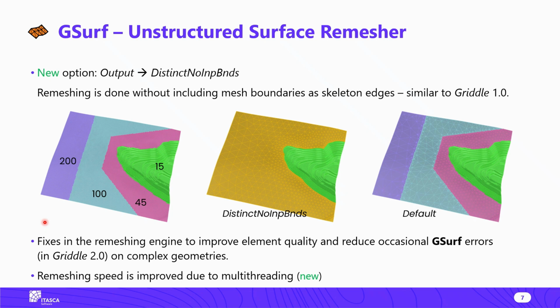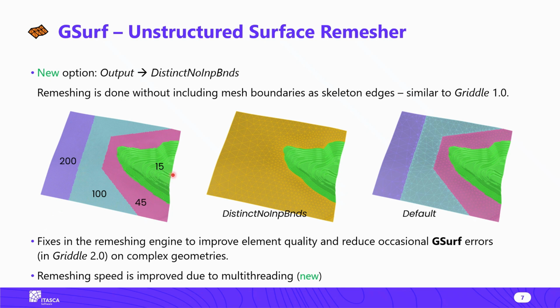There was a change in remeshing logic between the 1.0 and 2.0 versions, and in certain cases, very specific cases, I would say, Griddle 2.0 produced slightly poorer results than Griddle 1.0. So now Griddle 3.0 provides both options for users. Here's an example of such a specific case.